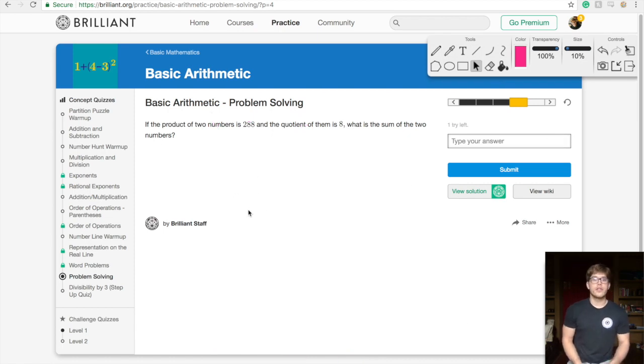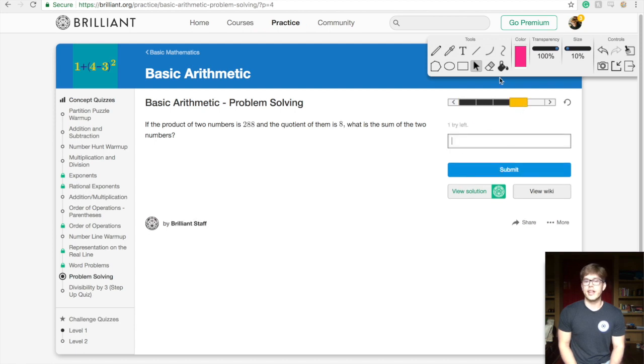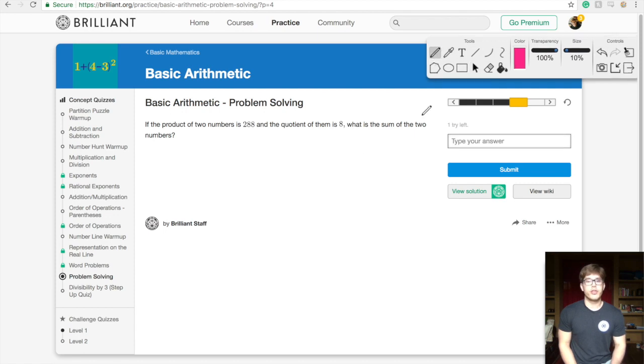If the product of two numbers is 288 and the quotient is 8, what is the sum of the two numbers? So this is really similar to our first problem, right? Yeah, this is really similar. So this is going to be the exact same process. So I might go a little bit faster.